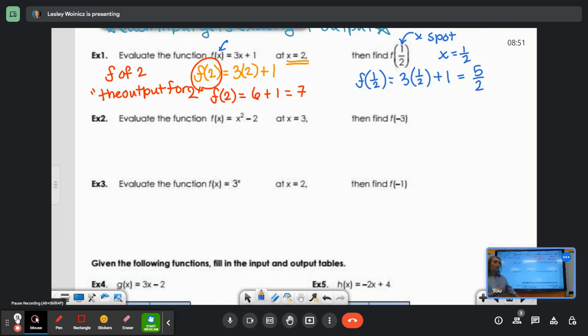We can get the 3 from the function rule. So this is all part of the same direction. It says evaluate this function at x equals 2, then find f of 1/2. So we're just using the same function rule that we used before. Okay, let's try another one.